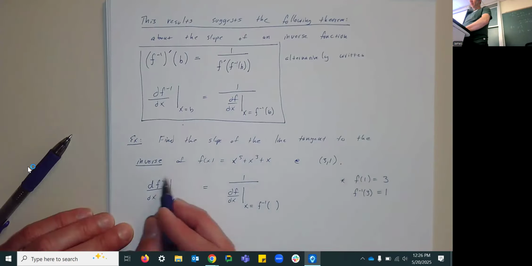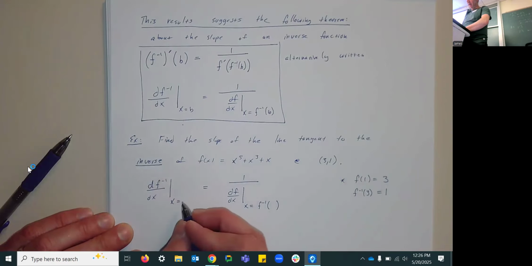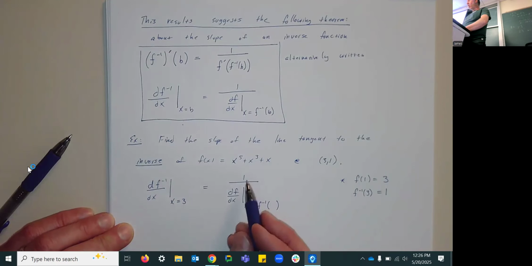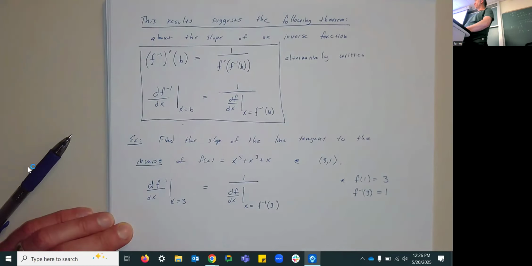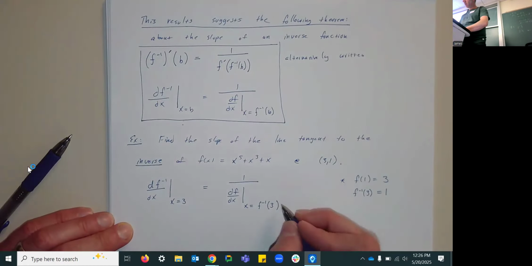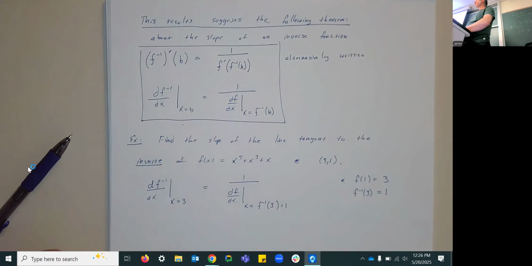So I'm trying to find the derivative of the inverse at x equal to 3, meaning I'm trying to find 1 over the derivative of the original function at x equal to f inverse of 3, which is x equal to 1. So what we're going to do is find the derivative of this function, which should be not terrible at all, right? It's a nice, easy thing to differentiate. And then we're going to plug in 1 for x.